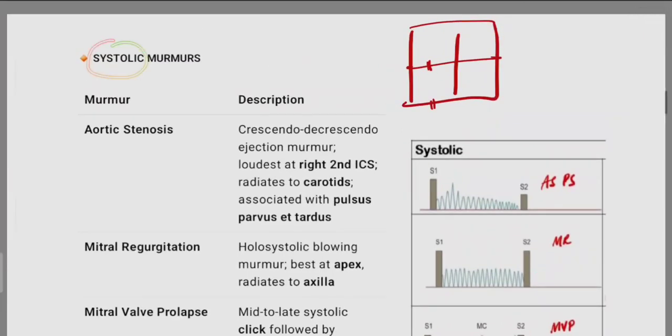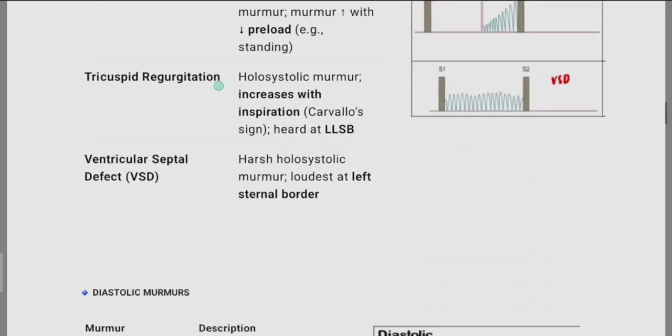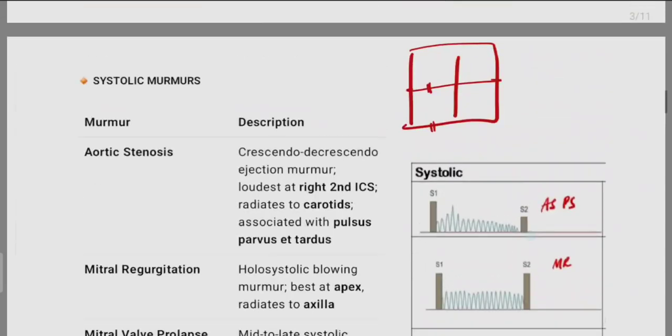Whenever I say systolic murmur or I say diastolic murmur, I am talking in terms of the ventricle. We are not talking in terms of atria, right? So when I say systolic, it means blood is going in this direction, it is systolic. When I say diastolic, it is coming into the ventricle.